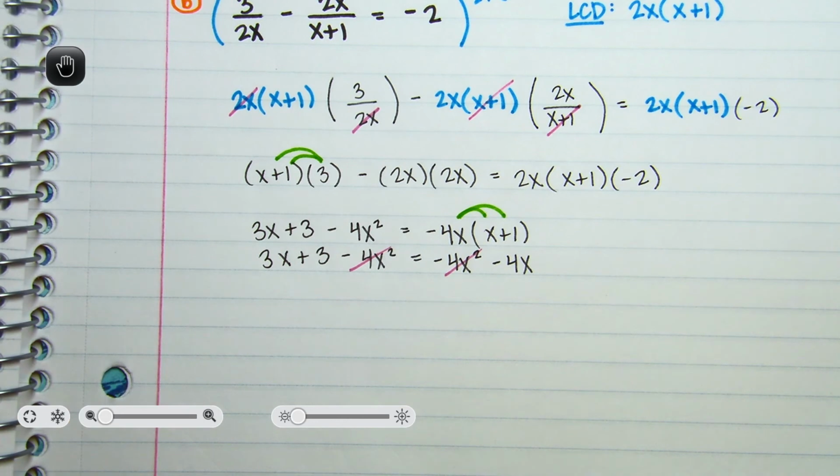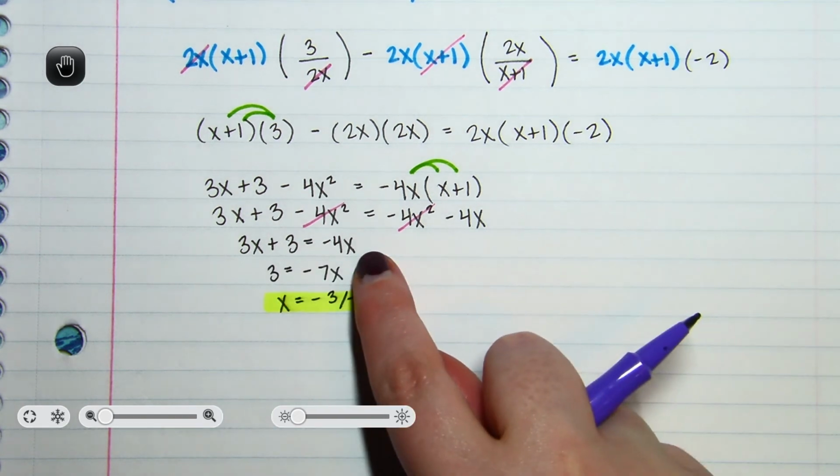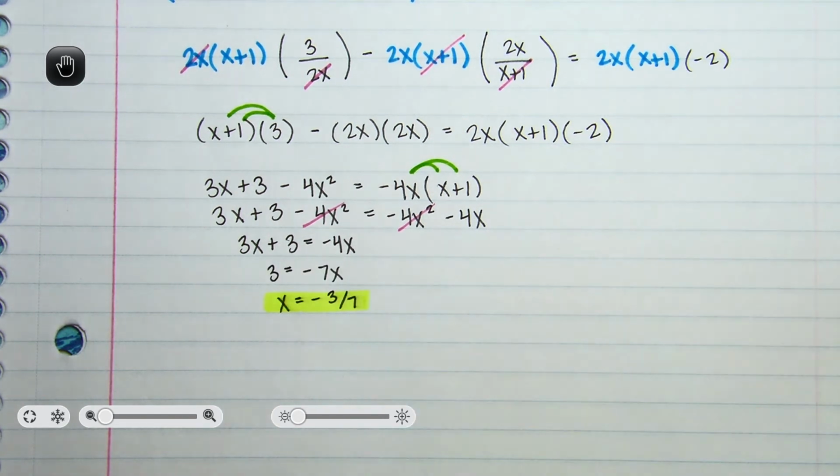So I want you to go ahead and push pause, finish solving this for x, and then push play. Go ahead and check your work. You should have gotten negative 3 over 7. I chose to just collect all of my x's on the right-hand side because it was already over there by itself, and then divide both sides by negative 7.